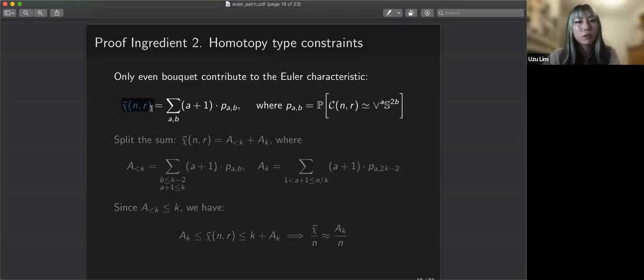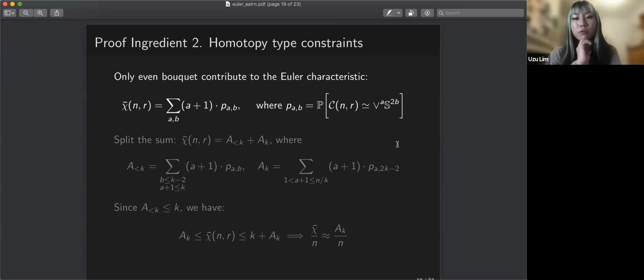So chi bar n r, you might recall the notation for expected Euler characteristic, and that's a summation of a plus 1 times p a comma b, where p a comma b is the probability that your Čech complex is homotopy equivalent to an a-fold wedge of 2b spheres.